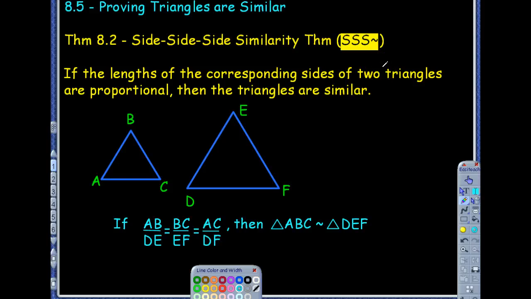Section 8.5 is going to continue this idea of proving triangles that are similar. Now, up to this point, we've proven triangles are similar. We could prove it by the definition, which basically means what? That all of the corresponding angles are congruent and all of the corresponding sides are proportional.